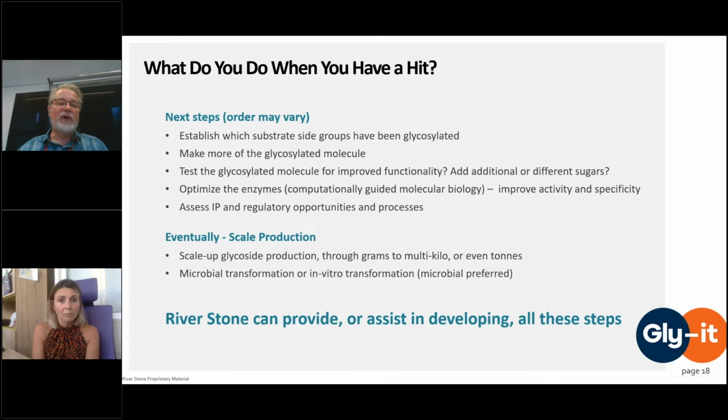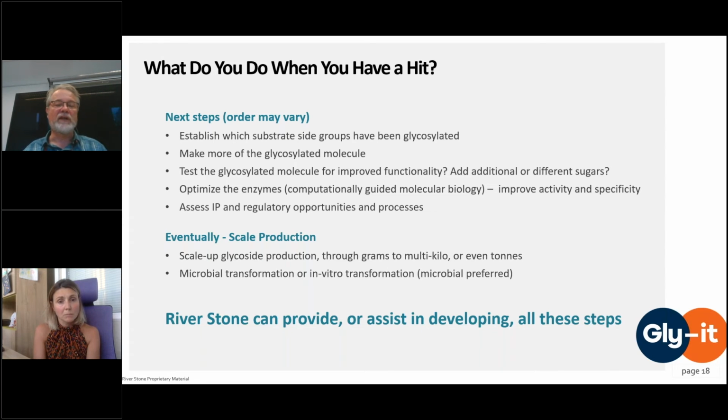So what do you do when you have a hit? And I should say, the things I go through now are some of the things we can do with our partners, some of them we cannot, but in those cases we can advise. When you have a hit, you want to establish which substrate site groups have been glycosylated, at least in the cases where you have more possible glycosylatable site groups. You do that by making a little bit of the glycoside, purifying it and doing NMR. We can help with that.